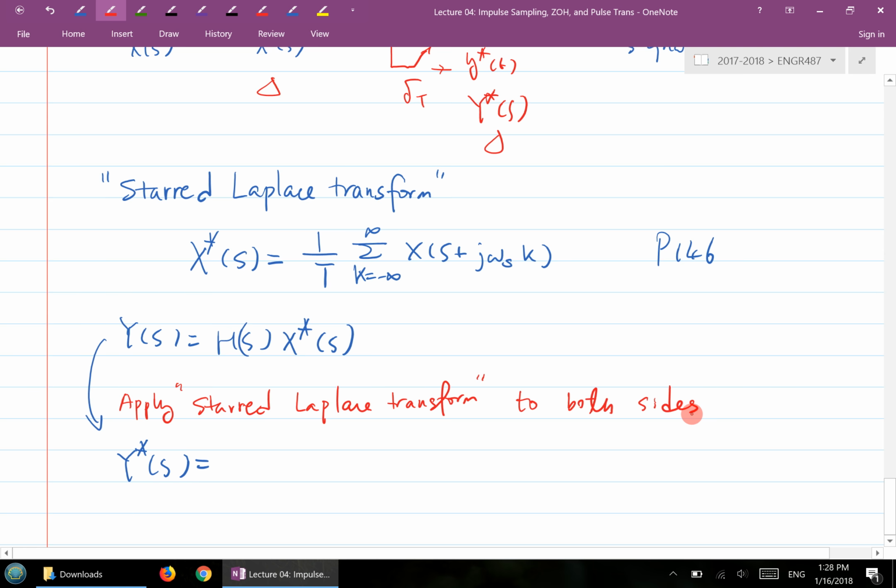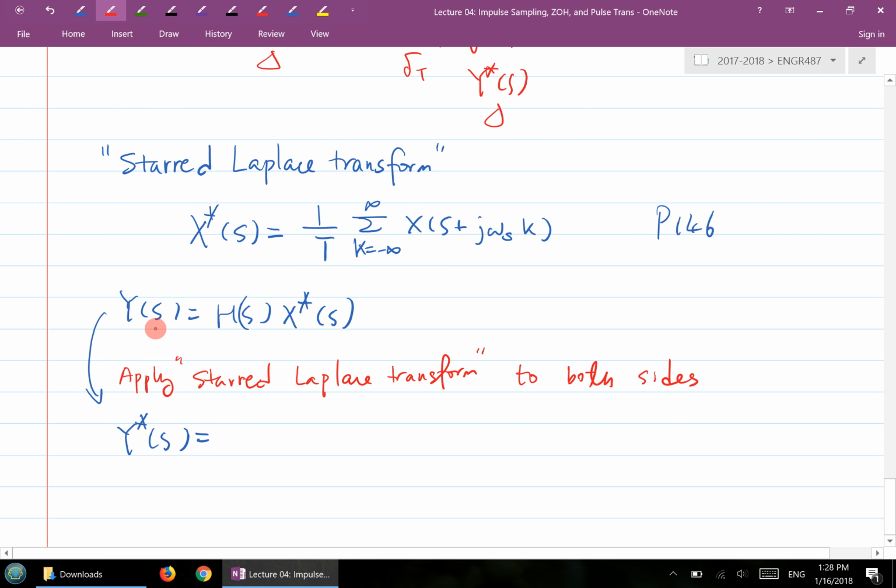The left side has only one expression, so whatever the operation, you end up with just y star of s, right? The right side, before we move ahead, we should think about this. This is basically what happens here. You apply a star Laplace transform operation to the right side.